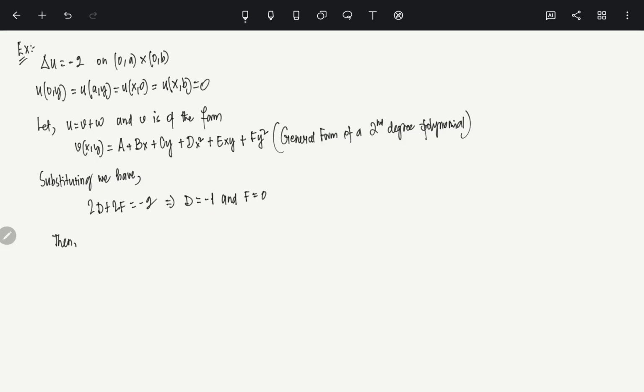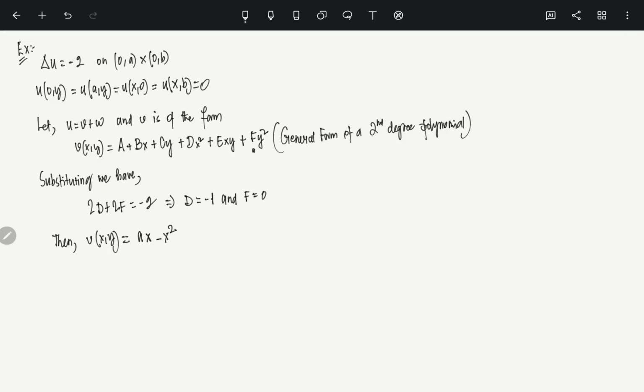Okay, so if I'm choosing d to be minus 1 and f to be 0, then the particular solution v(x,y), so now you understand how to find a particular solution, right? v(x,y) will look like a times x². One second, d is minus 1, so minus x².